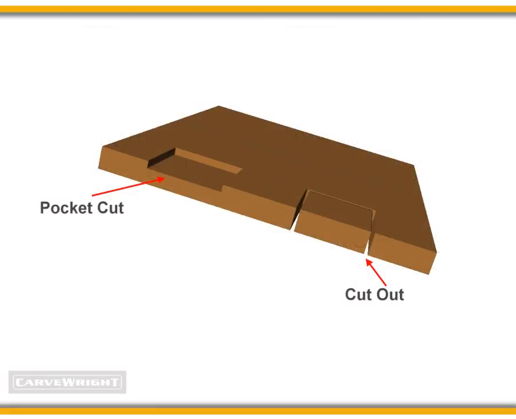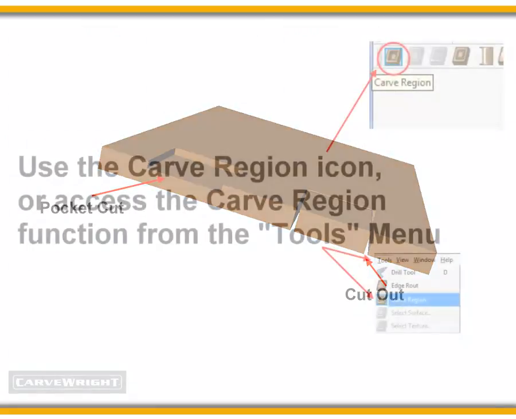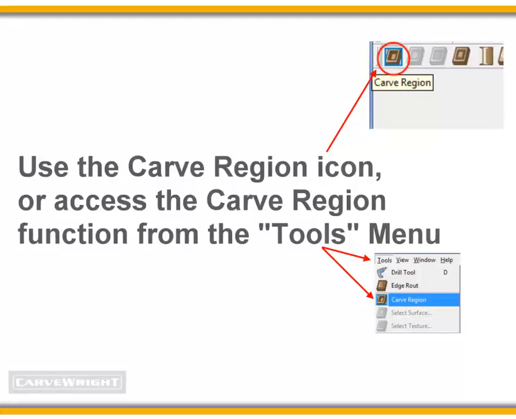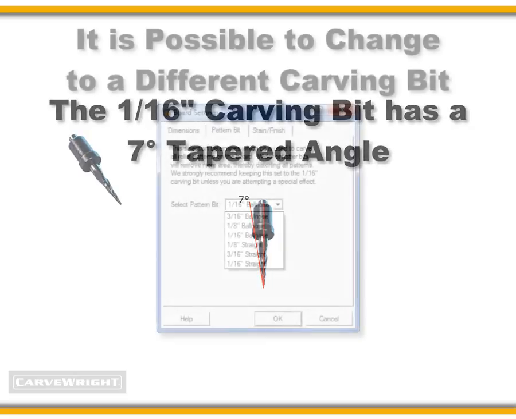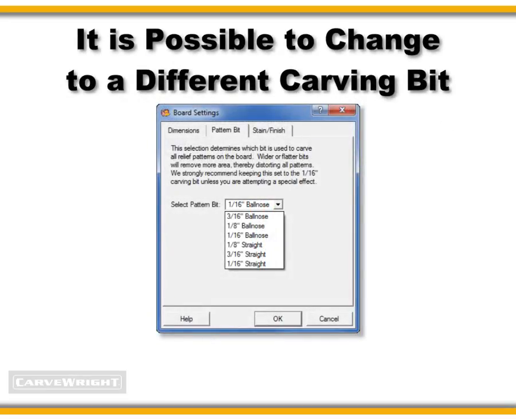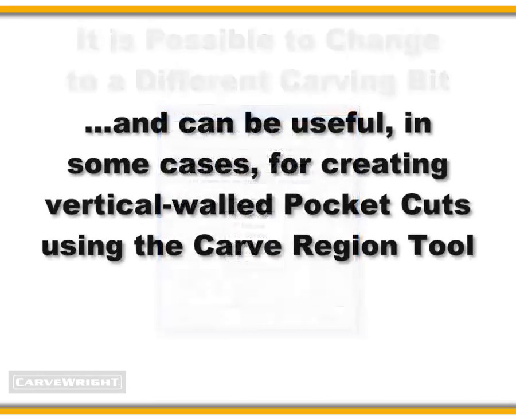You may recall in Part 1 I demonstrated pocket cuts using the Carve Region tool. By default, Designer will use the 1/16 inch tapered carving bit, but will leave a 7-degree taper on the sidewalls of the region due to the geometry of the bit. It is possible to change the default carving bit assignment for a project. I'll show you how this is done and explain the circumstances when it is appropriate to do so.